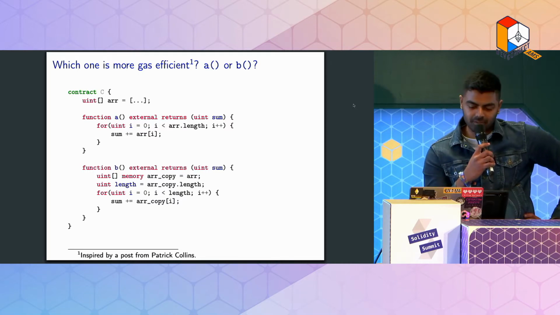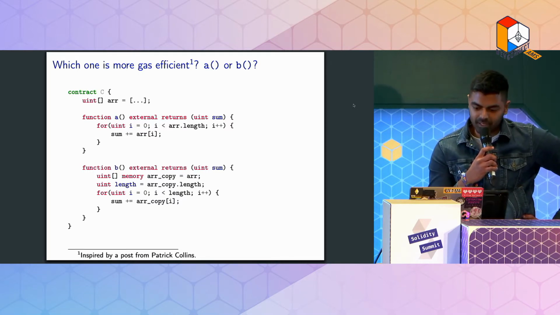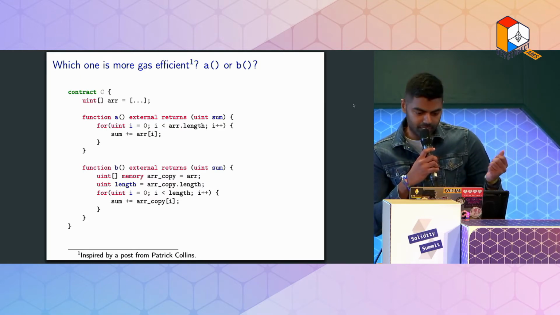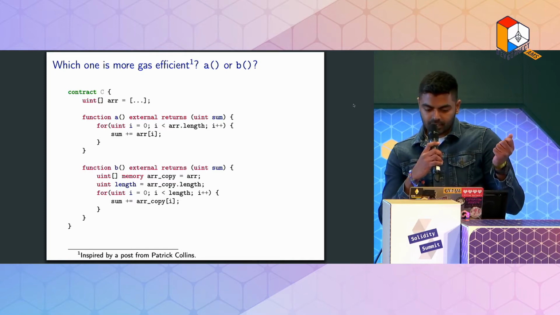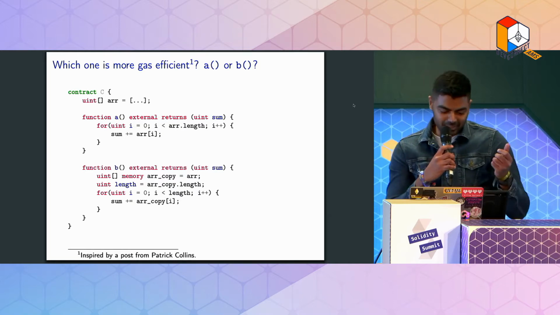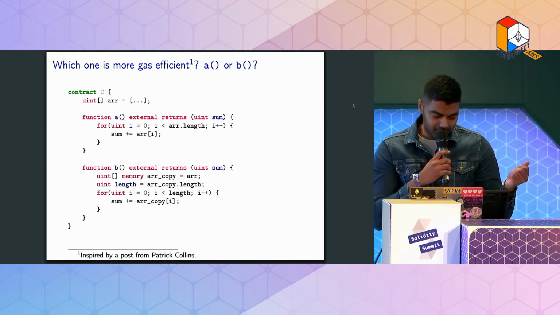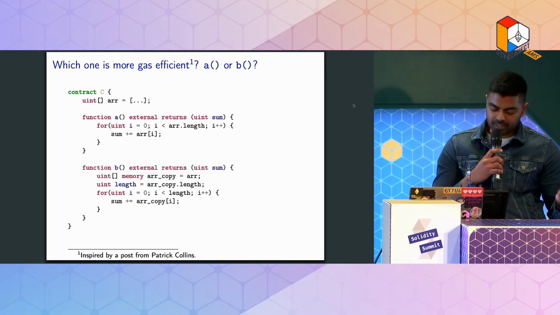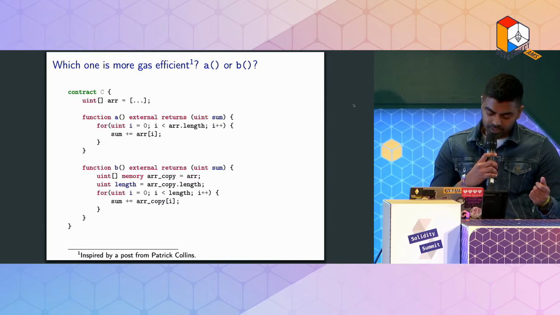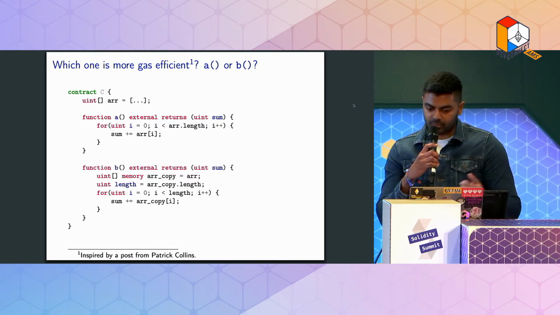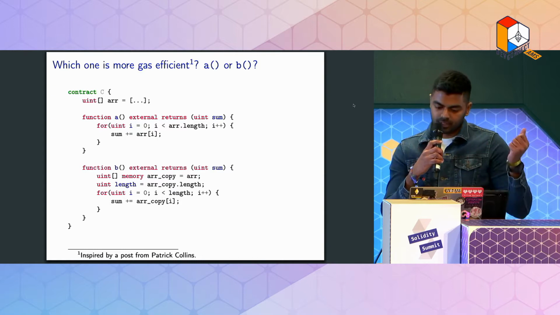Here we have a contract C which has a dynamic array, ARR, which is initialized to something. And we have two functions A and B, which try to compute the sum of this array. The first function A is how you would write this in any other language. You have a for loop, and you iterate over the array using this for loop, and you have a variable sum that would compute the partial sum at any point I, and at the end you have the complete sum.